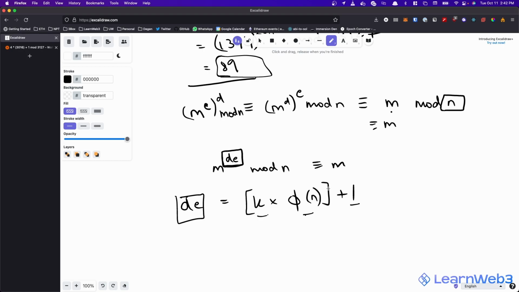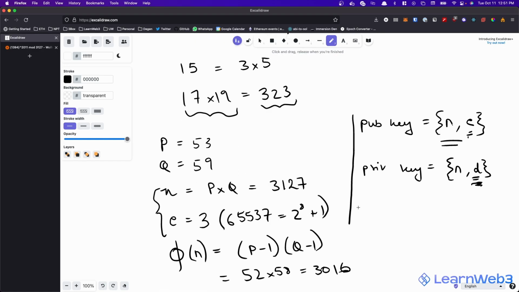Depending on the value of p and q, the value of k chosen is different, and it's kept private by the owner of the private key. So this is technically something you hold along with the private key. And this is how encryption and decryption work in RSA.